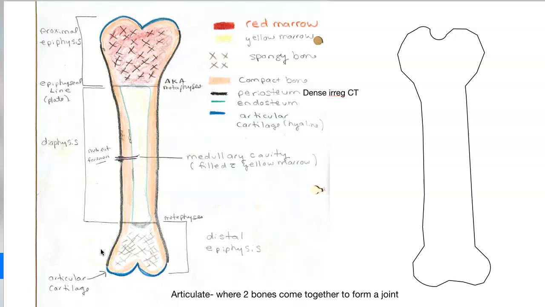Now, what I'd like you to do, and if you would, it would really help you. Normally in class, we draw this on the board. This is a typical long bone that you need to know all the parts of. So here's an outline for you. If you could just get your pencils and a blank sheet of paper and just draw something like this. It's not too hard. That is just going to be an outline of a typical long bone. And then we're going to add stuff to it.